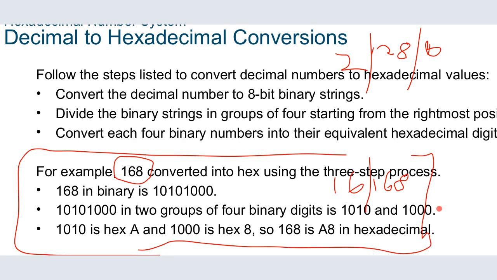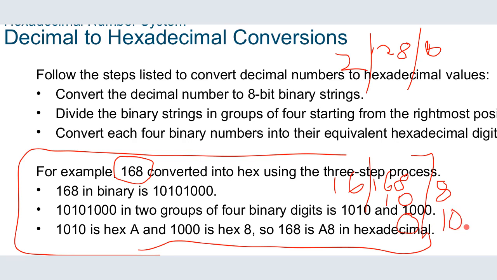Somebody can divide that. So we all know that 16 is going to divide this one 10 times. That is 160. Remainder is 8. Then 16 divides 10 0 times. So 0 times 16 is 0. Remainder is 10.